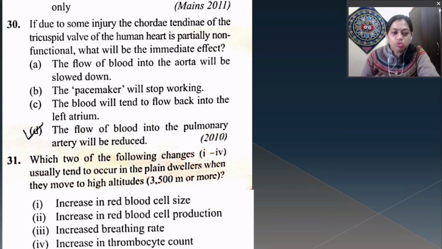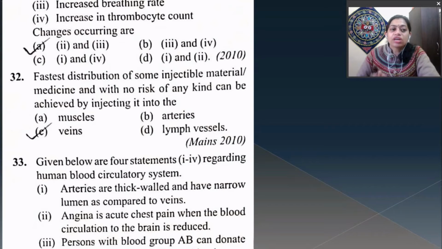Next, which two of the following changes 1 to 4 usually tend to occur in plain dwellers when they move to high altitude? Number 1, increase in red blood cell size. Number 2, increase in red blood cell production. Number 3, increase in breathing rate. Number 4, increase in thrombocyte count. So right option will be 2 and 4. That means the changes occurring are 2 and 3.